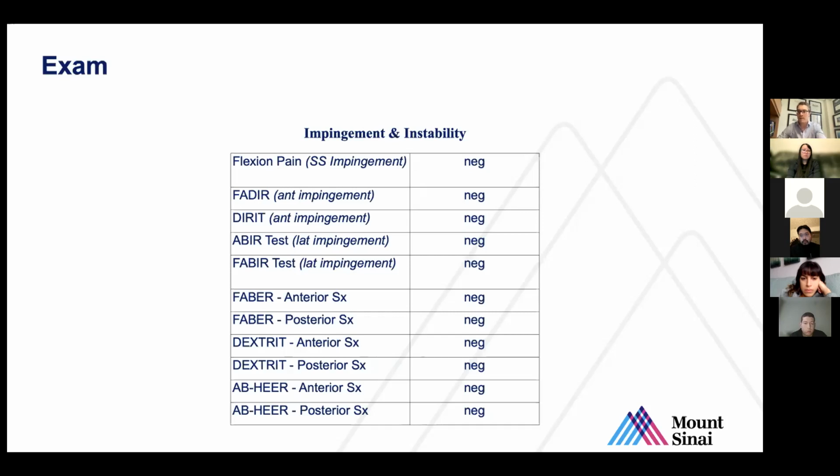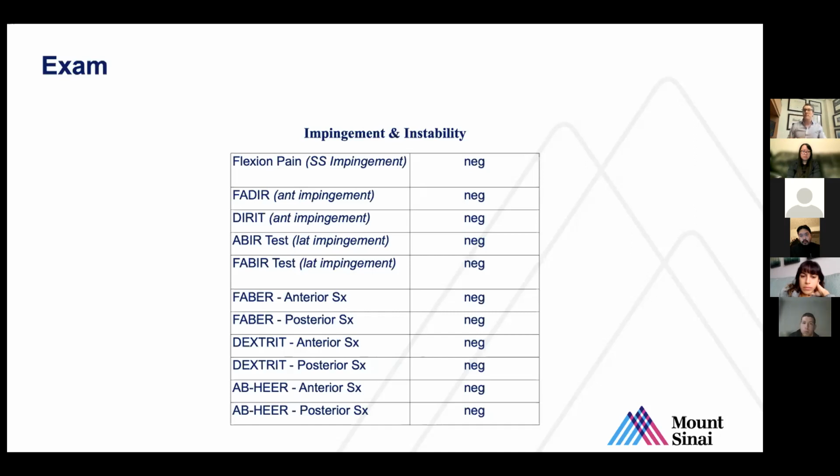FABER, flexion abduction external rotation, or the Patrick test you may have heard of. So if you have anterior symptoms, you have to ask them when they do these things, where does it hurt? If it's anterior, this could be instability. If it's posterior, okay, then this could be a posterior impingement, ischiofemoral impingement, some sort of posterior process.